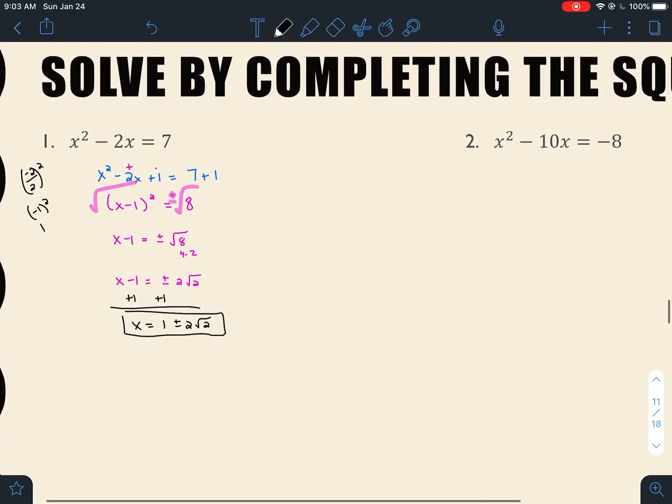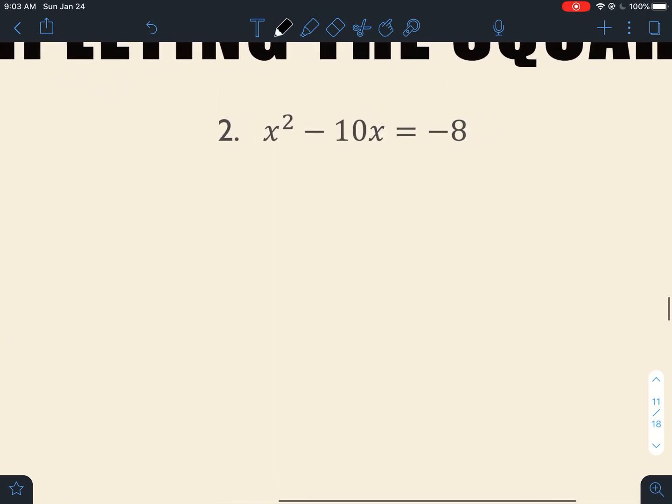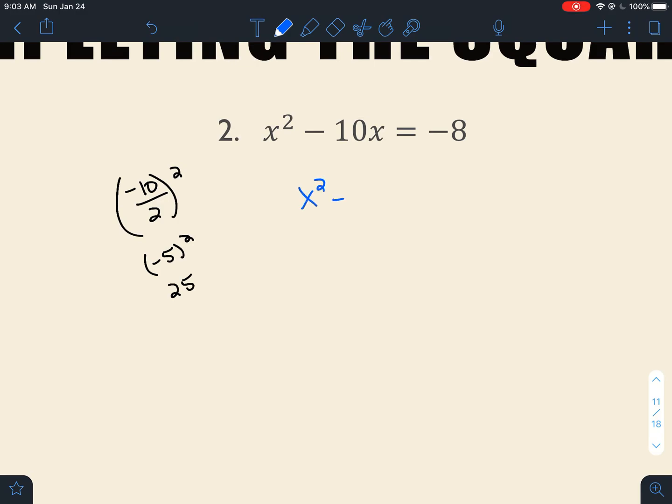All right, on number 2, we have x squared minus 10x equals negative 8. So again, the x squared minus 10x is on the left side, negative 8 is on the right, so we're good to go to complete the square. So we're going to take the b term, negative 10, divide by 2, and then square your answer. So we would get negative 5 squared, which is 25. So to complete the square, I'm going to add 25 to both sides. So I have x squared minus 10x plus 25 equals negative 8 plus 25.